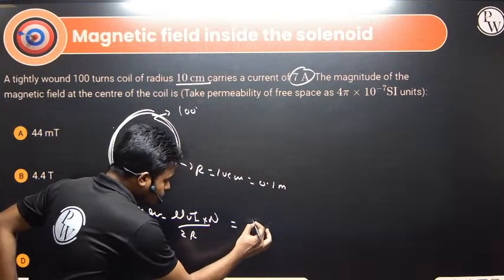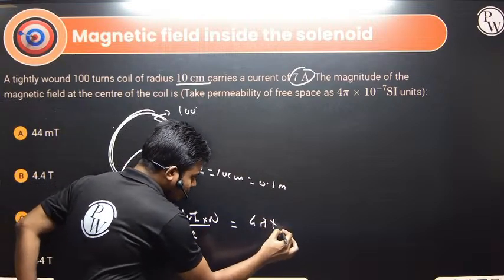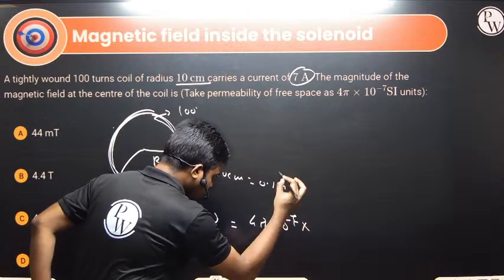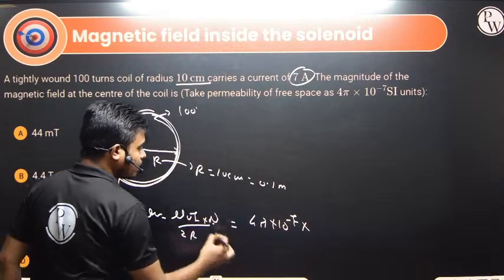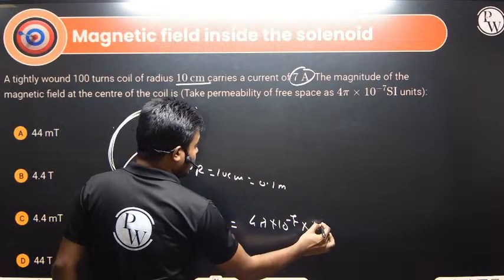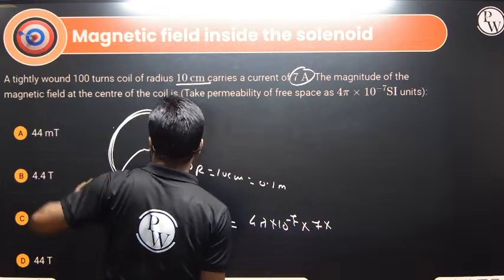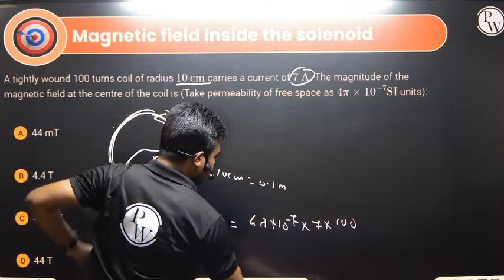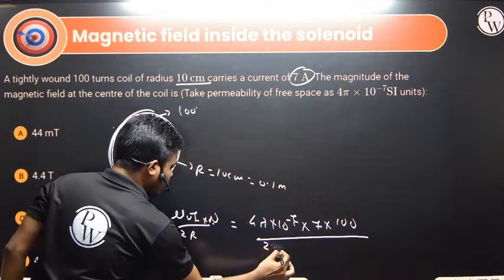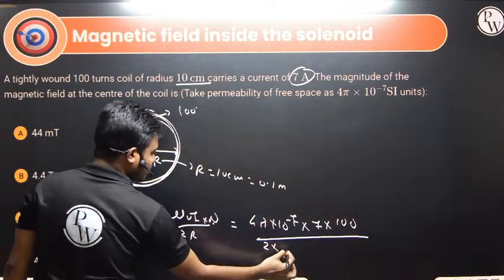I can write here 4π into 10 to the power minus 7, multiplied by the number of turns. What is the number of turns? We have 100 turns, divided by 2R. What is R? R is 10 centimeter, that is 0.1.